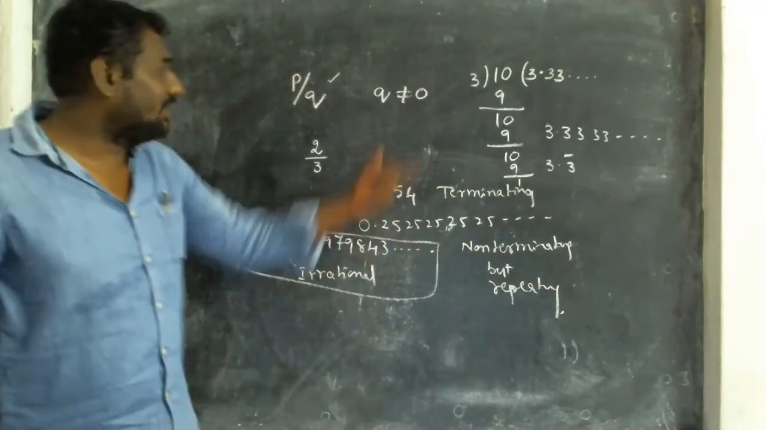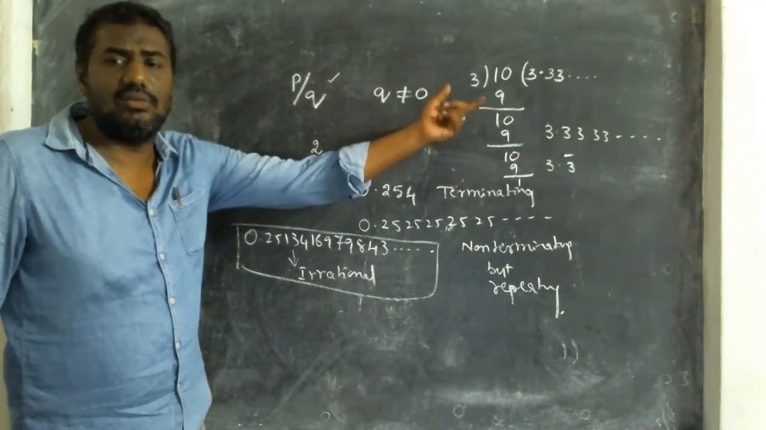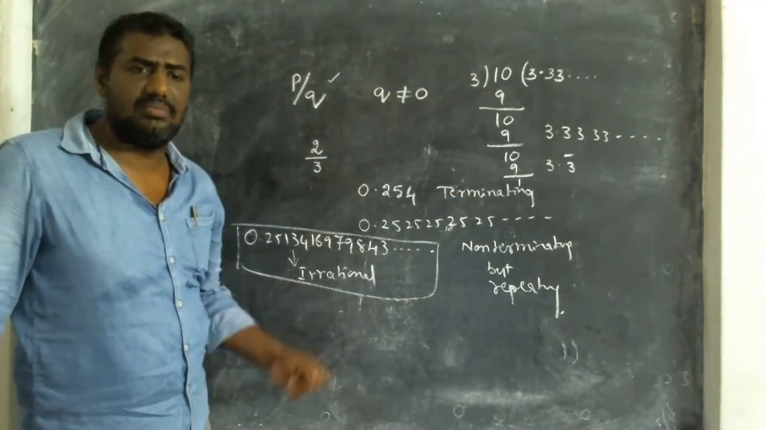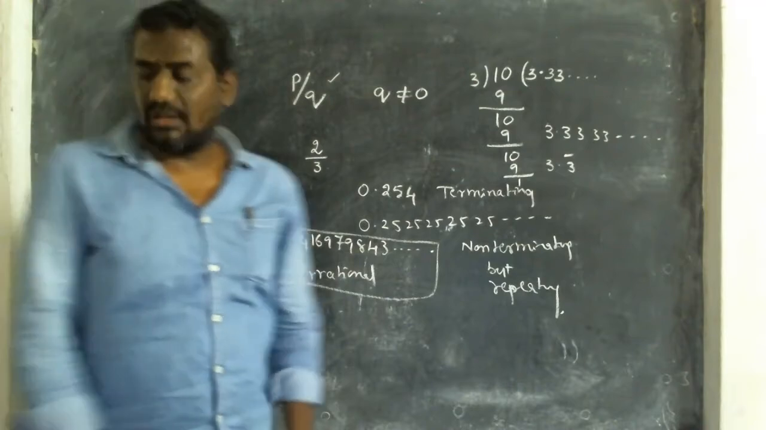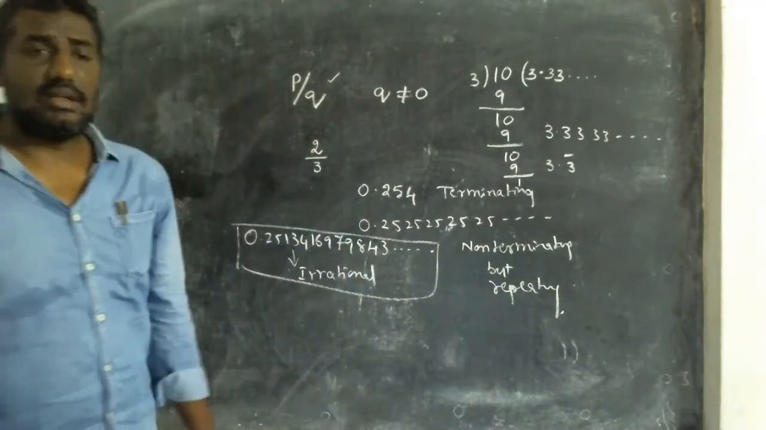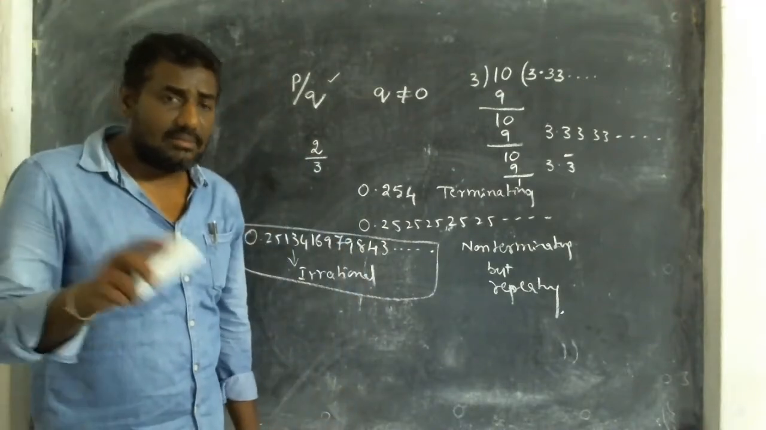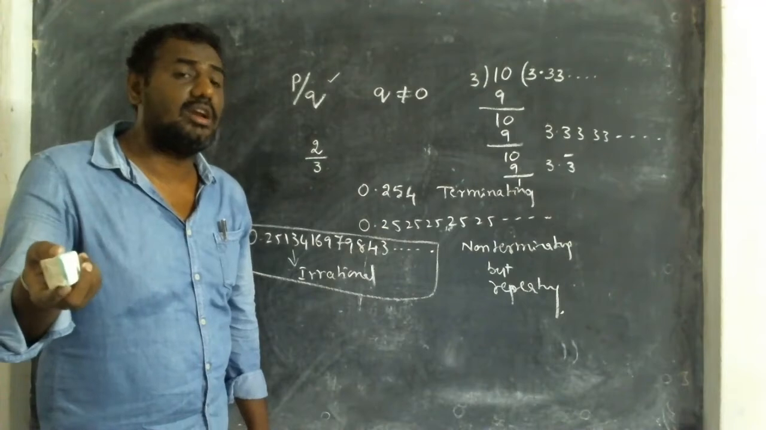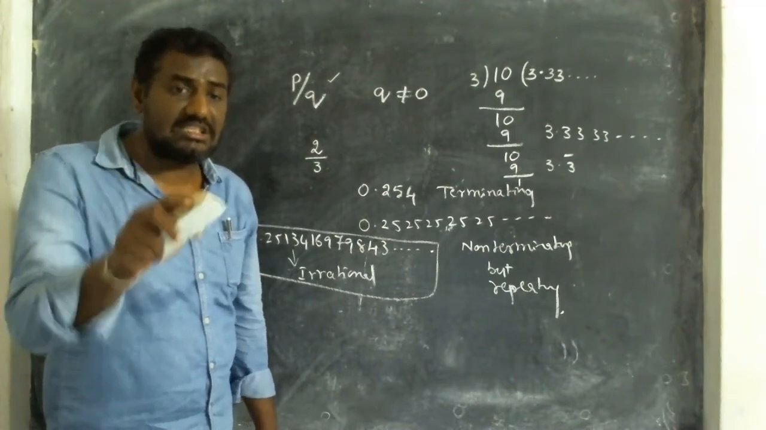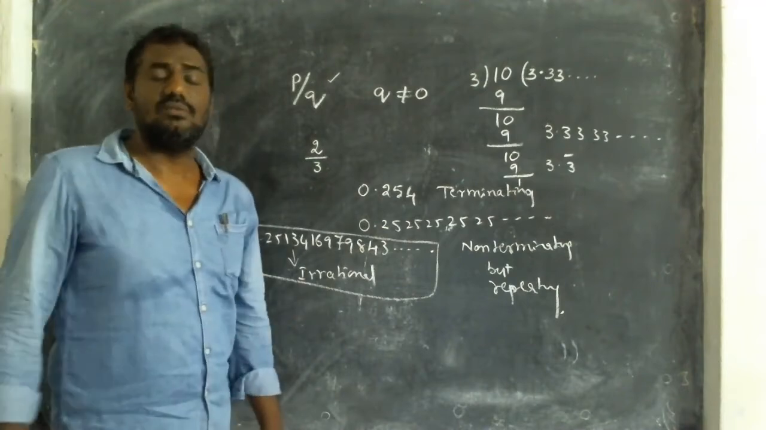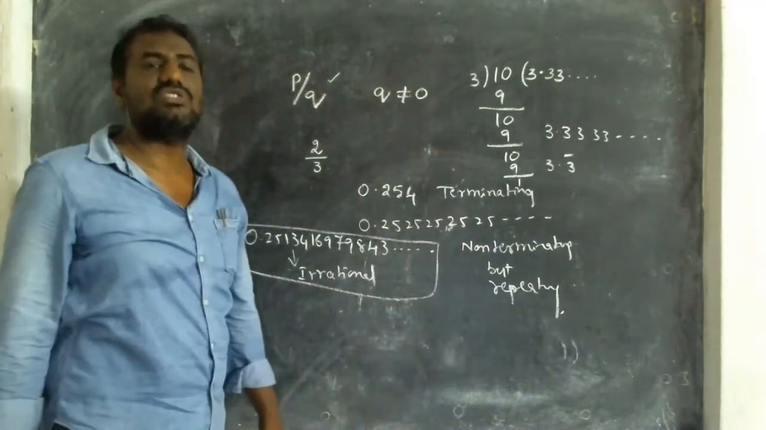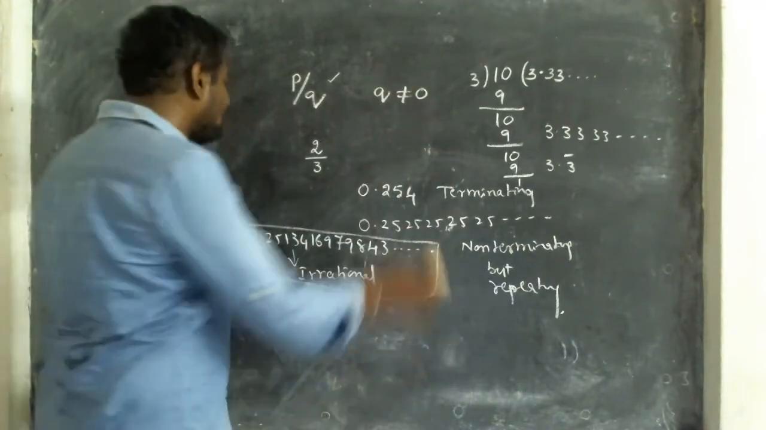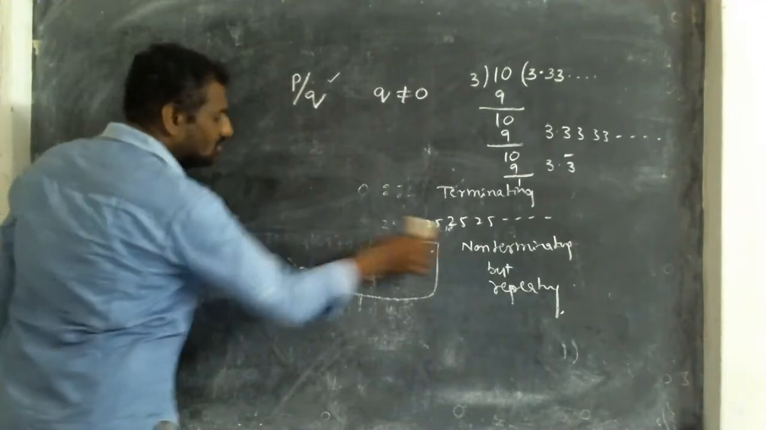Okay, by doing the division, I told you it is terminating or non-terminating repeating. But in our 10th class, we have to say whether the given rational number is terminating or non-terminating but repeating without doing the division. I'll tell you how to find out.